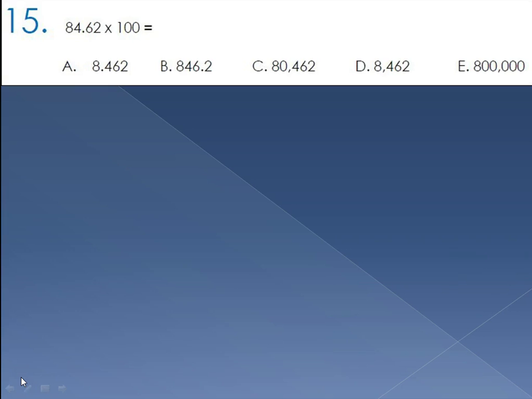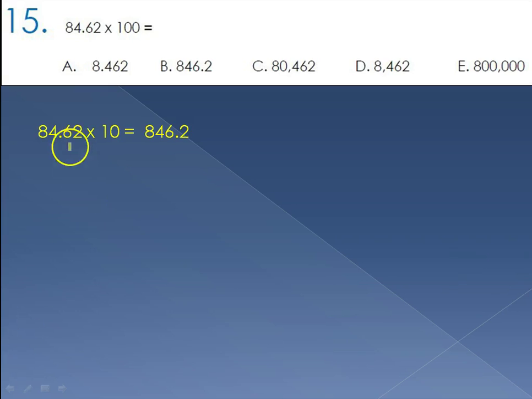84.62 times it by 100. Now this is going to get 100 times bigger. Similar to what I was talking about previously with the 10%. 10% is getting smaller, but times anything by 100 or by 10 or by 1,000, it's going to move the decimal point to the right hand side. It's going to get bigger.